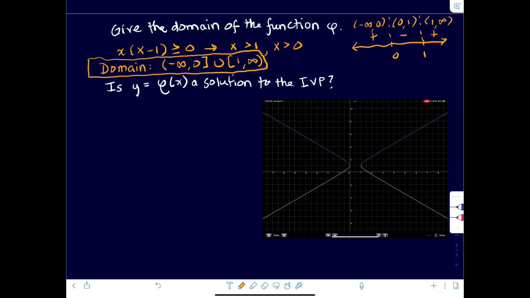So we would say no, since gamma at x isn't differentiable at x is 0.